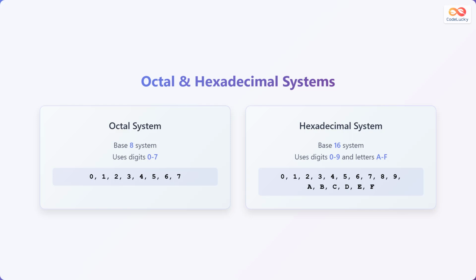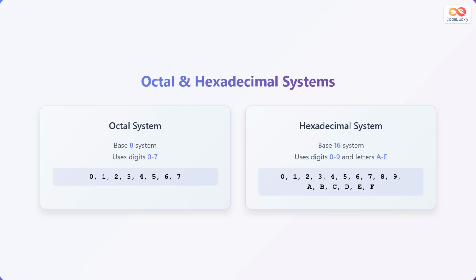Now let's explore the octal and hexadecimal systems. The octal system is a base 8 system. It uses the digits 0 through 7. It is sometimes used in computing for representing binary numbers in a more human-readable form.